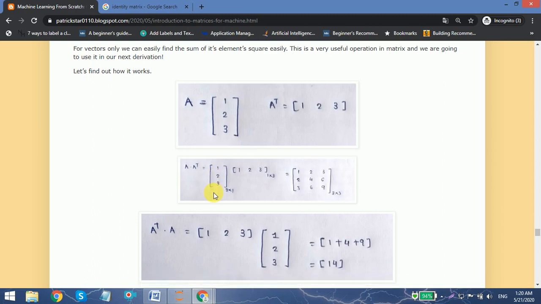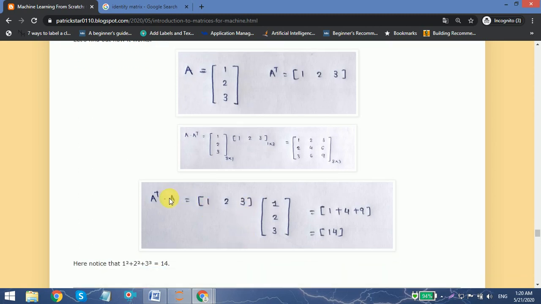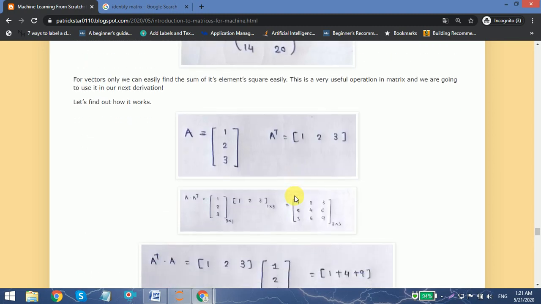So if you want to find the sum of the squares of its elements, then you can check it here. A transpose into A gives us the value of 14. Then if you square its elements and add them, it is going to be 1 square plus 2 square plus 3 square, so that is going to be 14. So we get the same result here. Okay, so I think that this was pretty easy to understand.